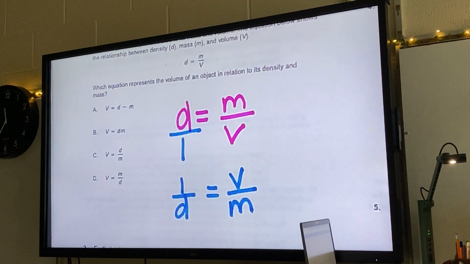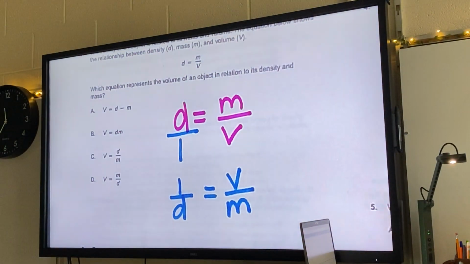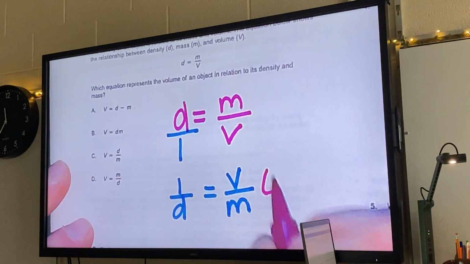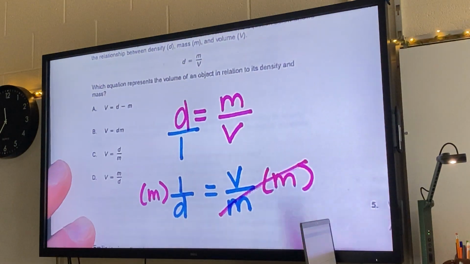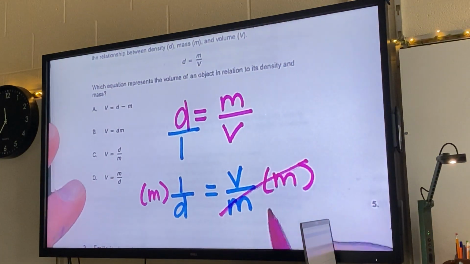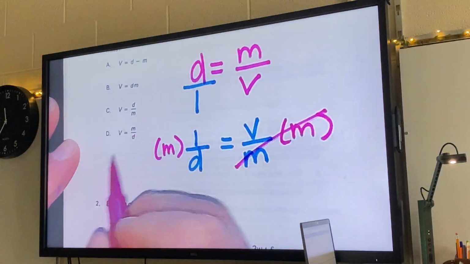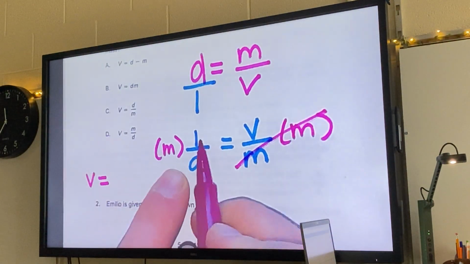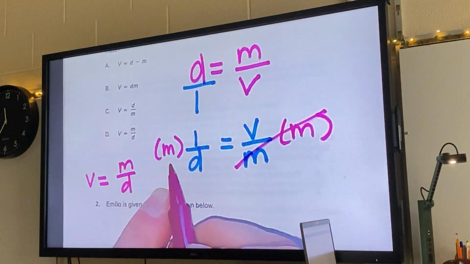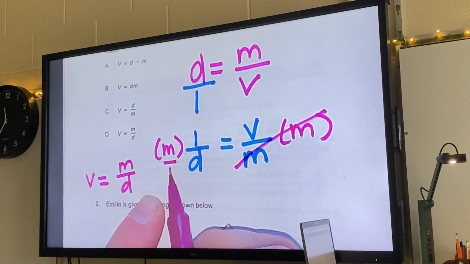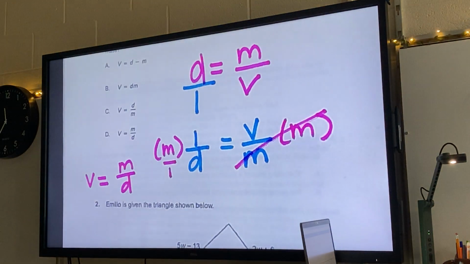How do you do that? What does a fraction bar mean? What operation? Divide. How do you undo division? You have to times by M. So multiply both sides by M. That would cancel. And I'm out of room, but you get V equals M over D, because remember, there's a 1 under that M, even though I don't see it. And then multiplying fractions, no big problem. Top times top, bottom times the bottom.